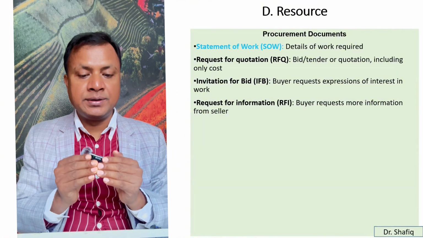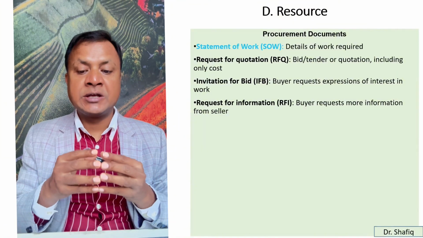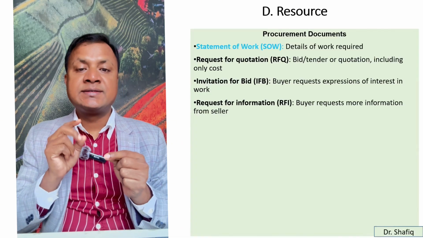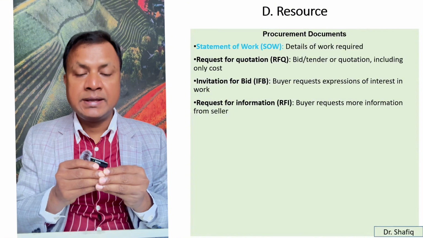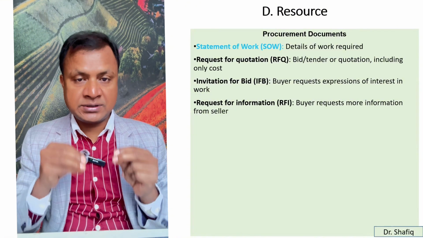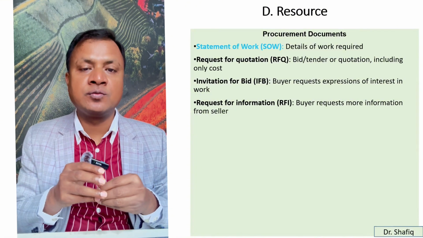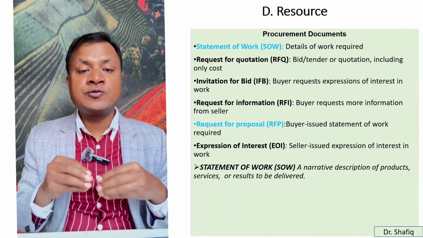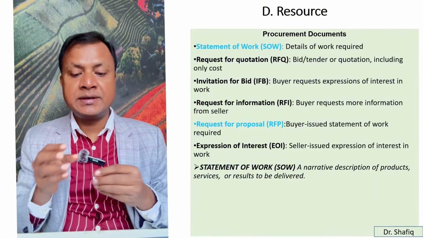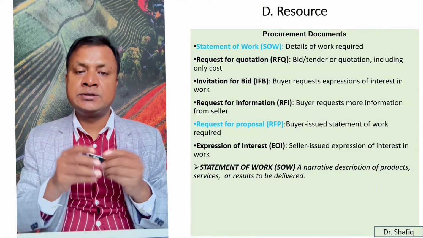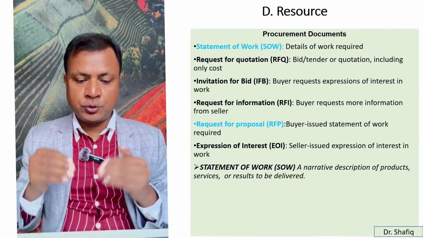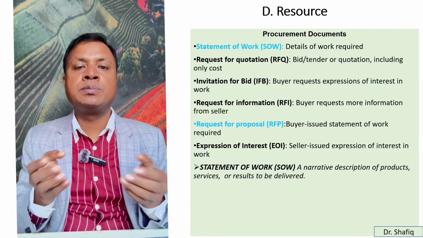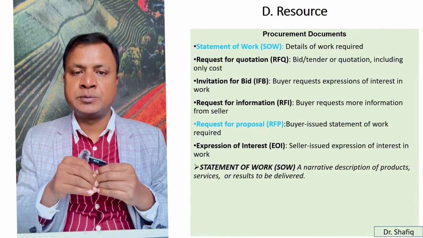So invitation for bid is the buyer request, expression of interest in work. So this is the buyer request. Second one is request for information. In this case, buyer from the project side requests more information from the seller about the product. On the other hand, request for proposal is a buyer issued statement of work required. From the project side, buyer issued a statement of work that's called request for proposal, so that people actually provide their expression.